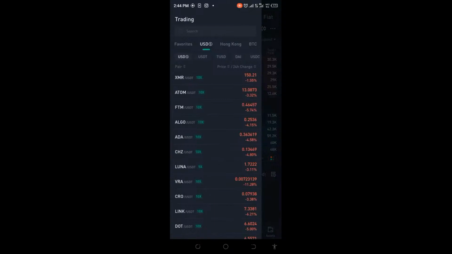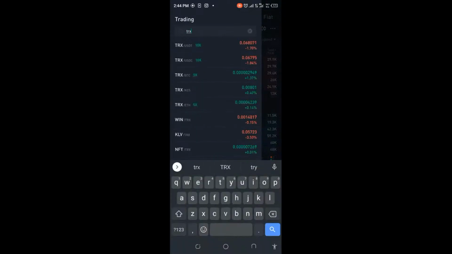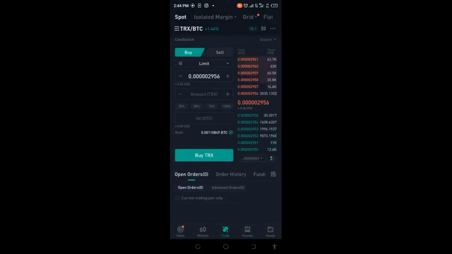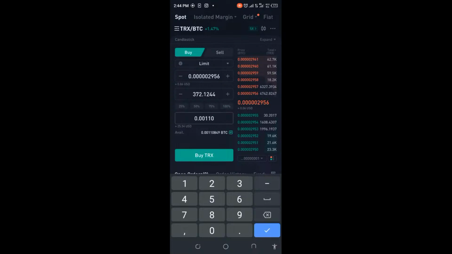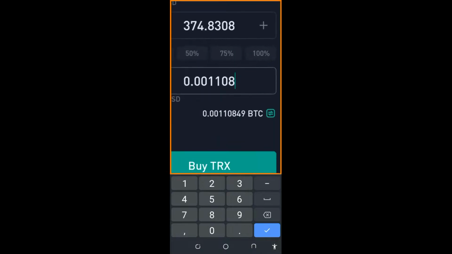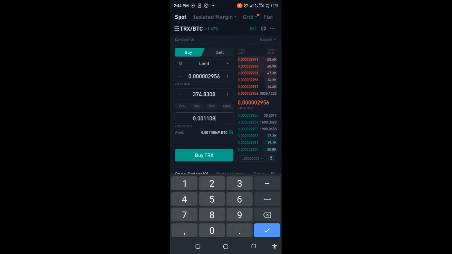No, I need TRX BTC. Where's BTC? Okay, here it is. So if I put this here, it's going up. It really is going up. So I need to be fast, because if I'm not fast, it's going to keep on changing, and then I'm going to have a lesser amount. So it was actually 375. Now it's actually shot up higher. So that one I need to be careful so that I don't waste the opportunity.